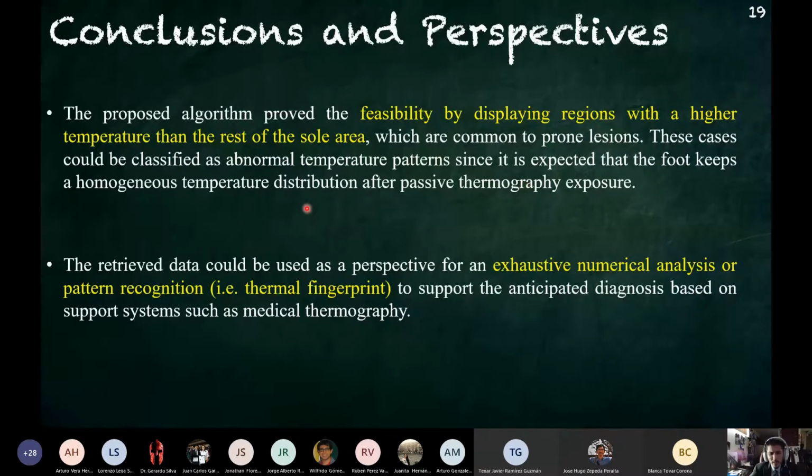As a perspective, we can say that retrieving the data could be used for an exhaustive numerical analysis for pattern recognition, which in thermography is usually known as thermal fingerprint. Also, it could support an anticipated diagnosis based on support systems such as medical thermography. Also, this idea supports the hypothesis of processing radiometric data before applying any classical digital image processing techniques.